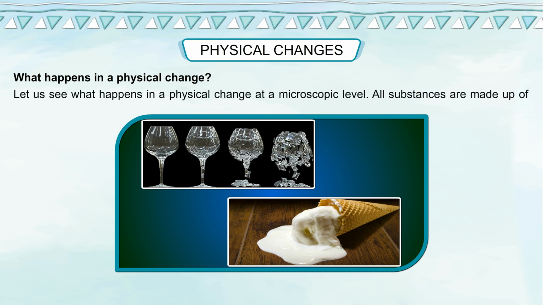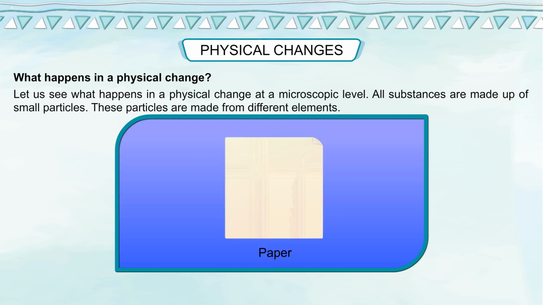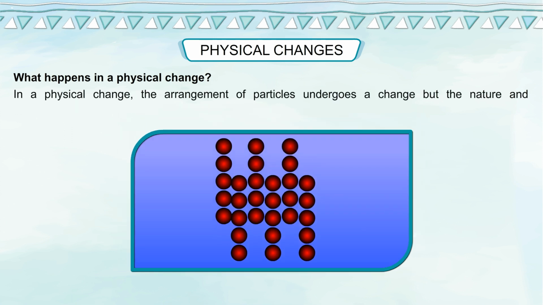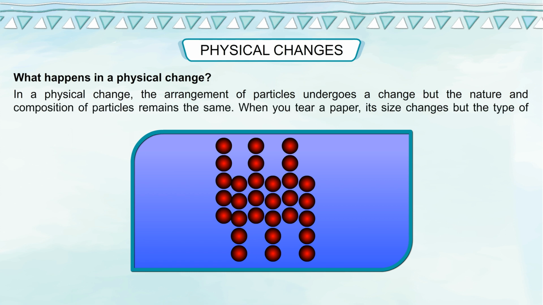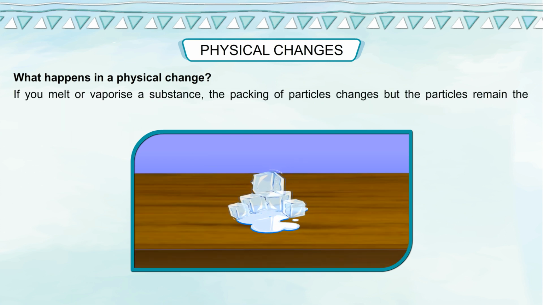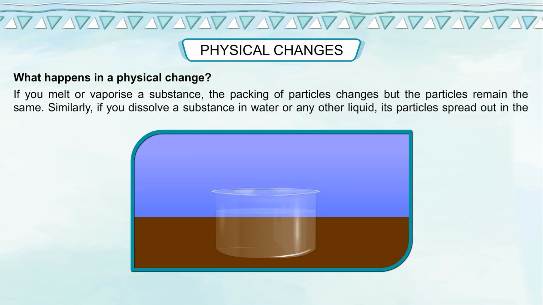Let us see what happens in a physical change at a microscopic level. All substances are made up of small particles. These particles are made from different elements. In a physical change, the arrangement of particles undergoes a change, but the nature and composition of particles remains the same. When you tear a paper, its size changes, but the type of particles in it remains the same. If you melt or vaporize a substance, the packing of particles changes, but the particles remain the same. Similarly, if you dissolve a substance in water or any other liquid, its particles spread out in the liquid without any change in their nature.